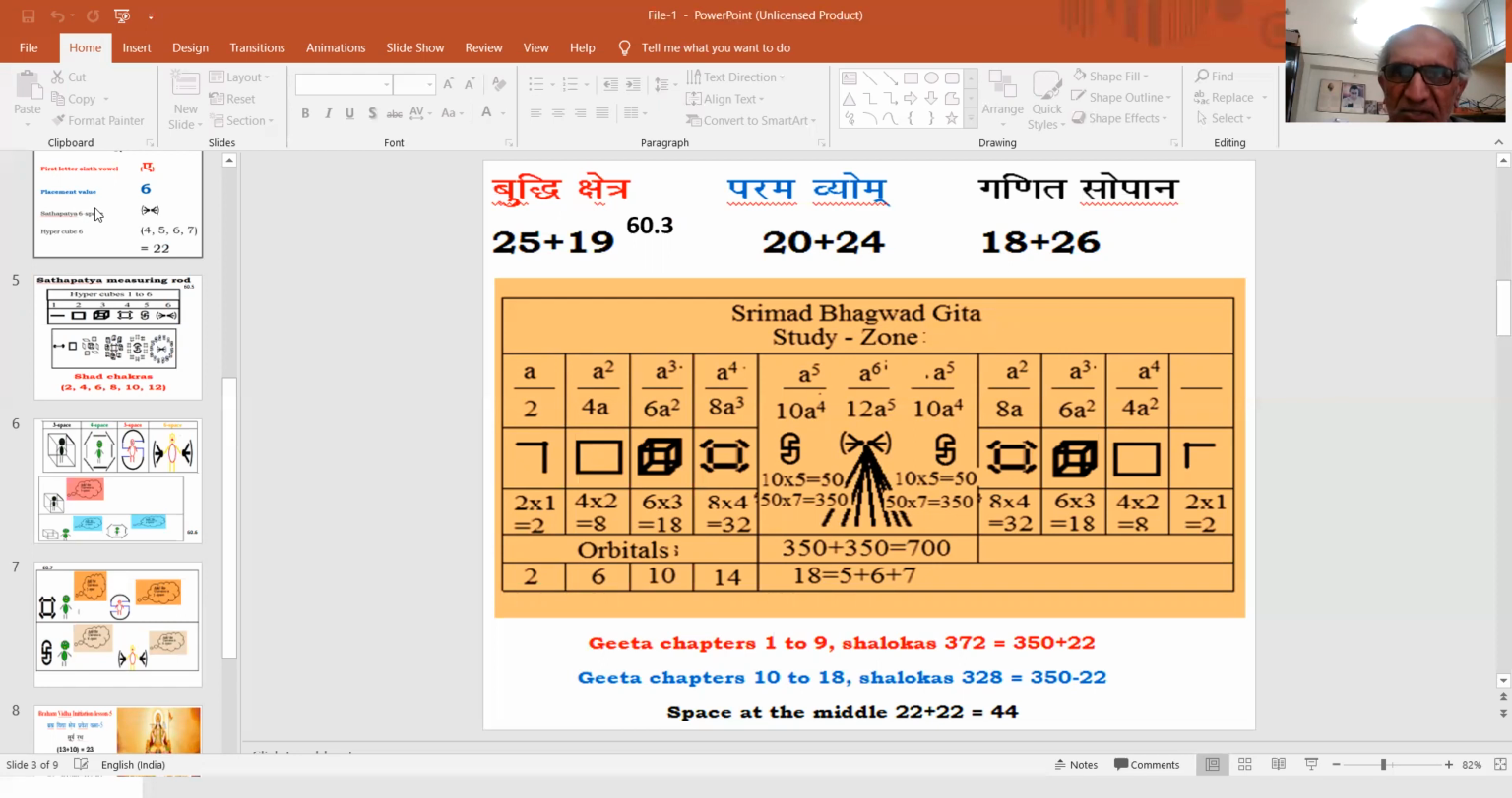Let us take three pairs of words. First pair is Buddhi Kshetra, second pair is Param Vijom, and third pair is Ganit Sopan. Buddhi Kshetra is of TC value, placement values 25 plus 19 is 44. Param Vijom as well is of values 20 plus 24 is equal to 44, as well as Ganit Sopan is also of values 18 plus 26 is equal to 44. Value 44 as such is the common thread.